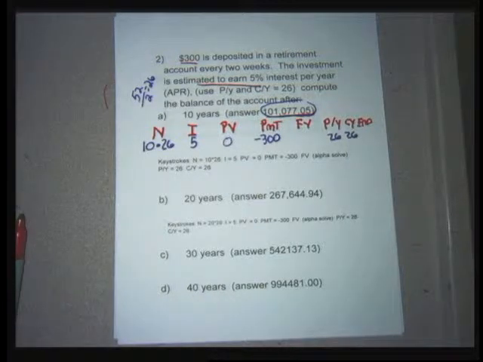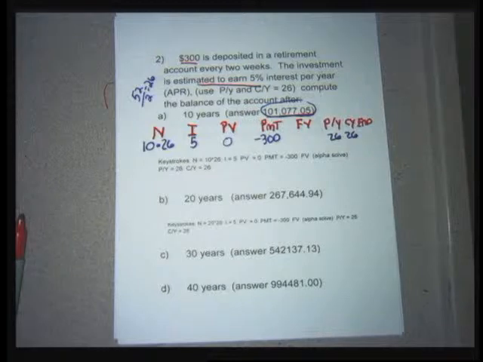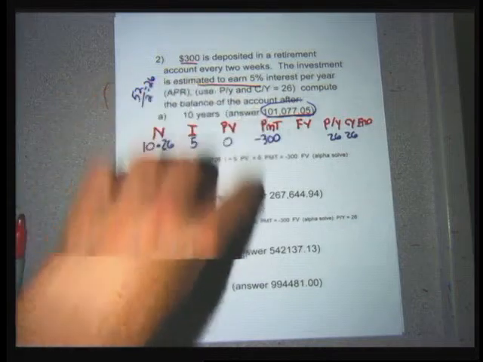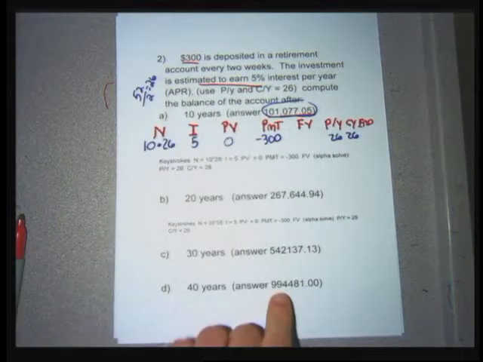B, C, and D have the exact same situation: I'm depositing $300 every 2 weeks into a retirement account. It's getting 5% interest, and I'm not starting with any money. The difference between B, C, and D compared to part A is the length of time. And you'll see that if I double from 10 years to 20 years, I more than double the amount. I get up like 2.5 times. 40 years, you almost get $1 million.